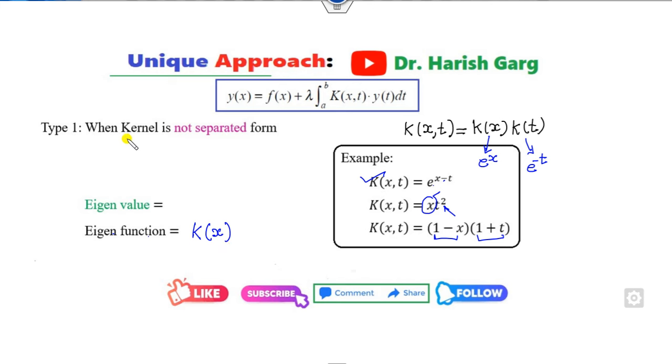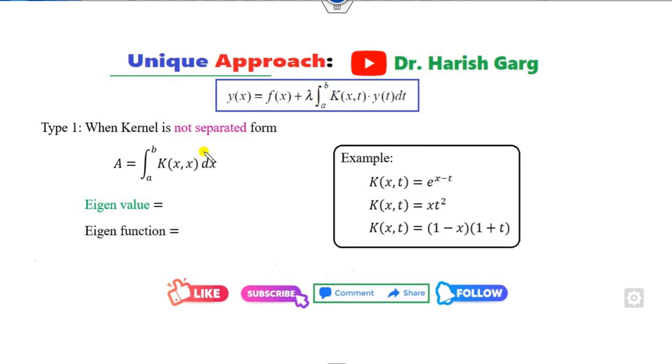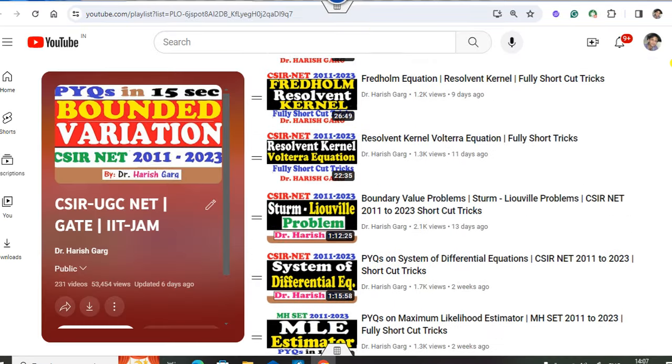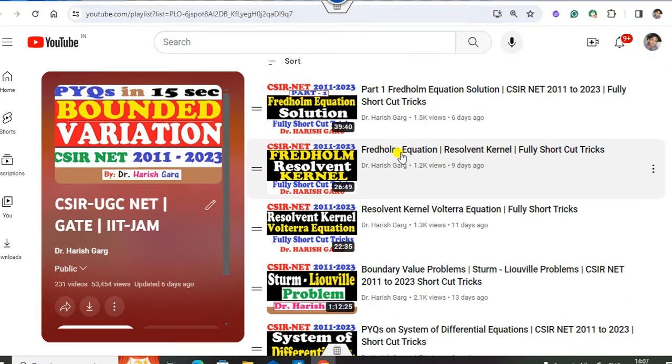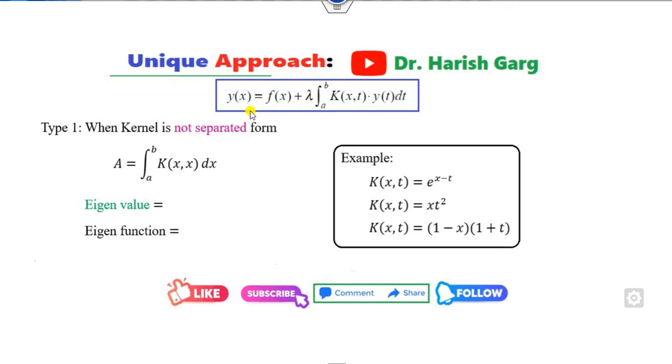Fine. How can you find the eigenvalue? I find the integration, whatever the limits you have, a to b, of k(x) times k(x). That is a simple rule for you. The same concept I explained in my last lecture related to the Fredholm equation. You must watch that lecture in order to understand this one. Whatever the value of this a you have obtained, the eigenvalue is 1 over a and the eigenfunction is my k of x. That's a simple shortcut trick from my side to you. You can find the eigenvalue and the eigenfunction.